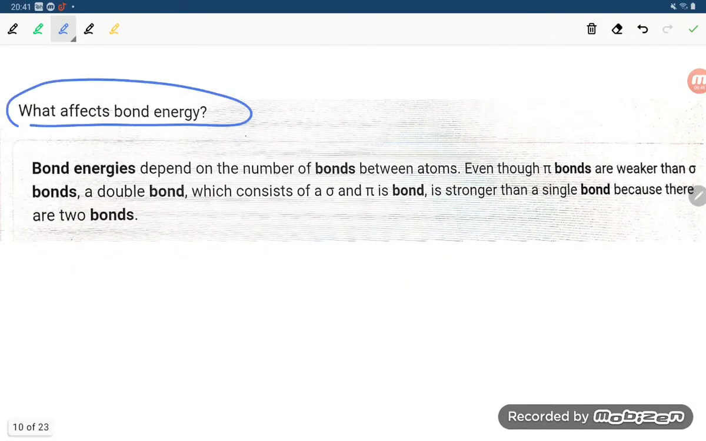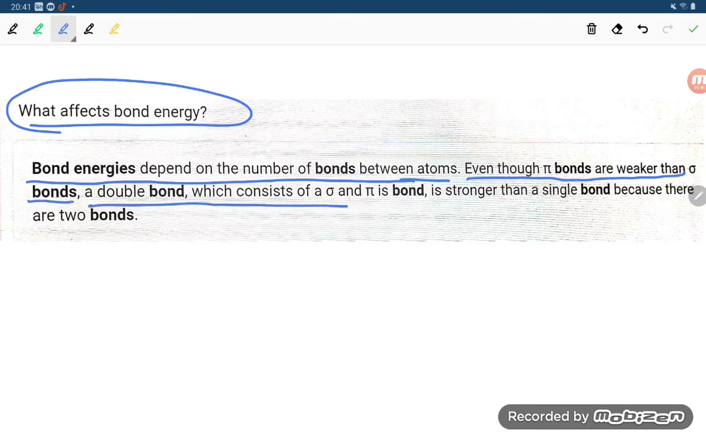What affects bond energy? Bond energy depends on the number of bonds between atoms. Even though pi bonds are weaker than sigma bonds, a double bond, which consists of a sigma and a pi bond, is stronger than a single bond because there are two bonds. So multiple bonds will have a higher bond enthalpy than single bonds.